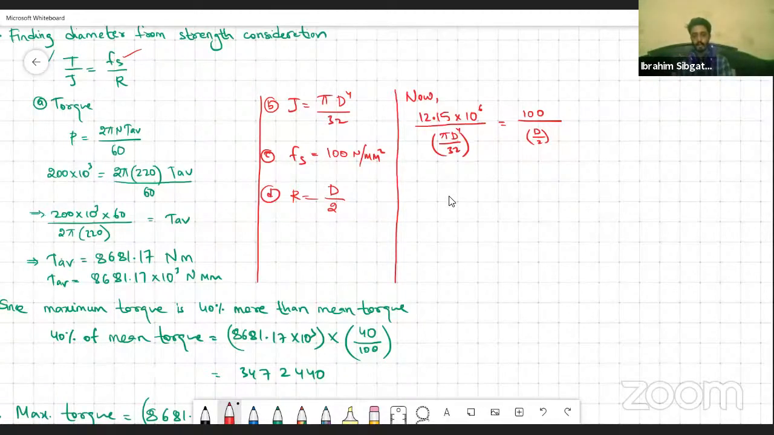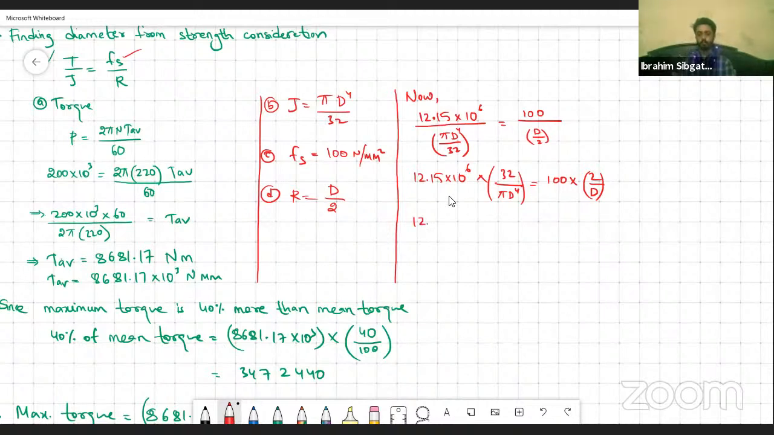So what I will do is I will first take a reciprocal of this. So 12.15 into 10 power 6 into 32 by pi d power 4 equals to 100 into 2 divided by d. Okay, this is how the reciprocal will be. Alright, so now let's send all numbers on one side and the alphabets on the other side.